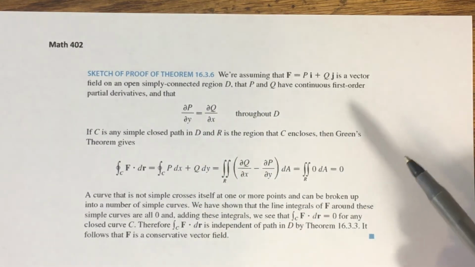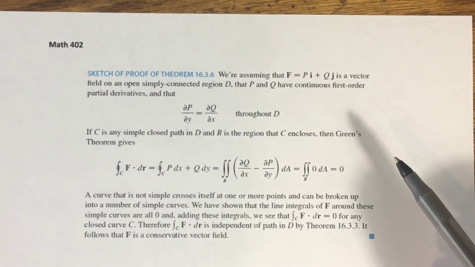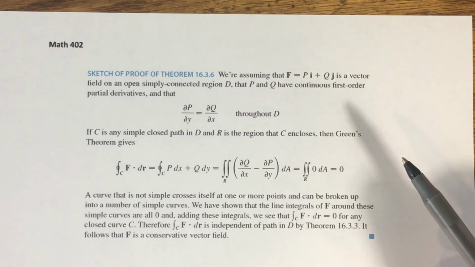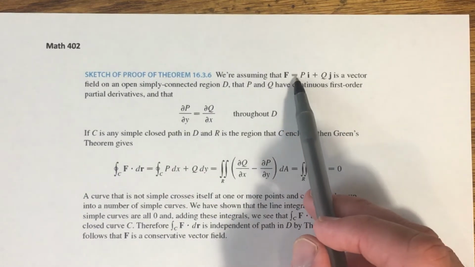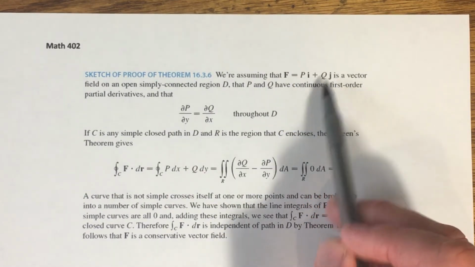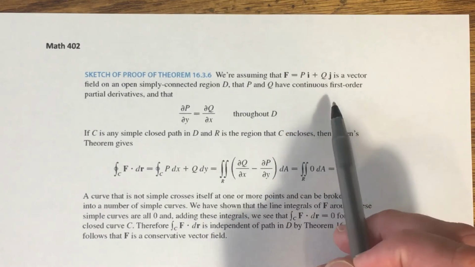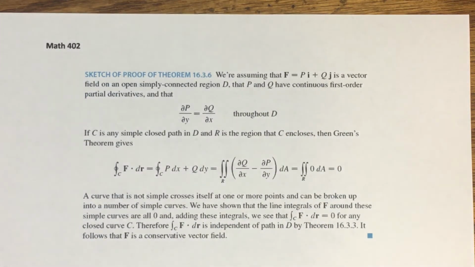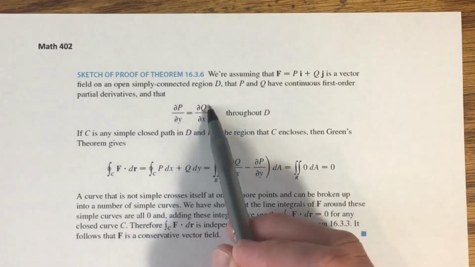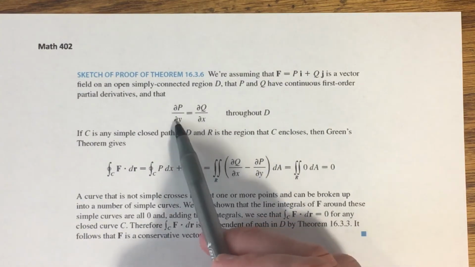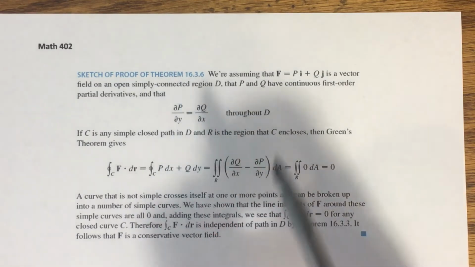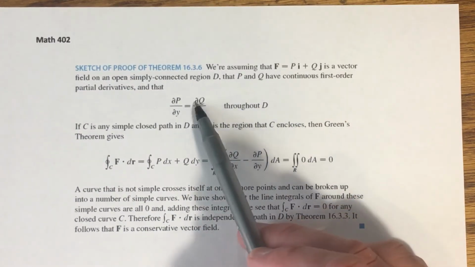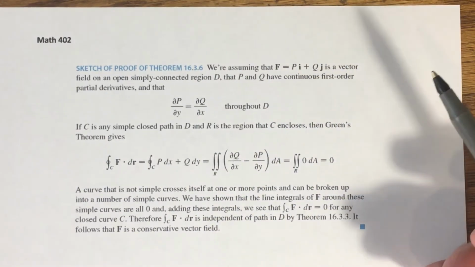So again, if you don't remember what that theorem said, we were assuming that we have a vector field on an open simply connected region D, and that the vector field takes this form, F equals Pi plus Qj. P and Q are also assumed to have continuous first order partial derivatives, and that this equation holds. Under those conditions, the theorem states that F is a conservative vector field.